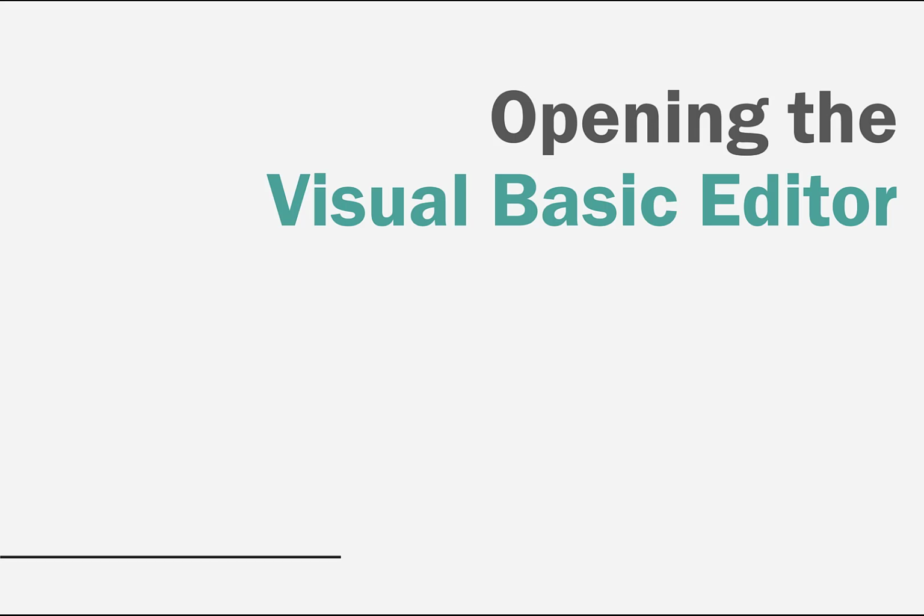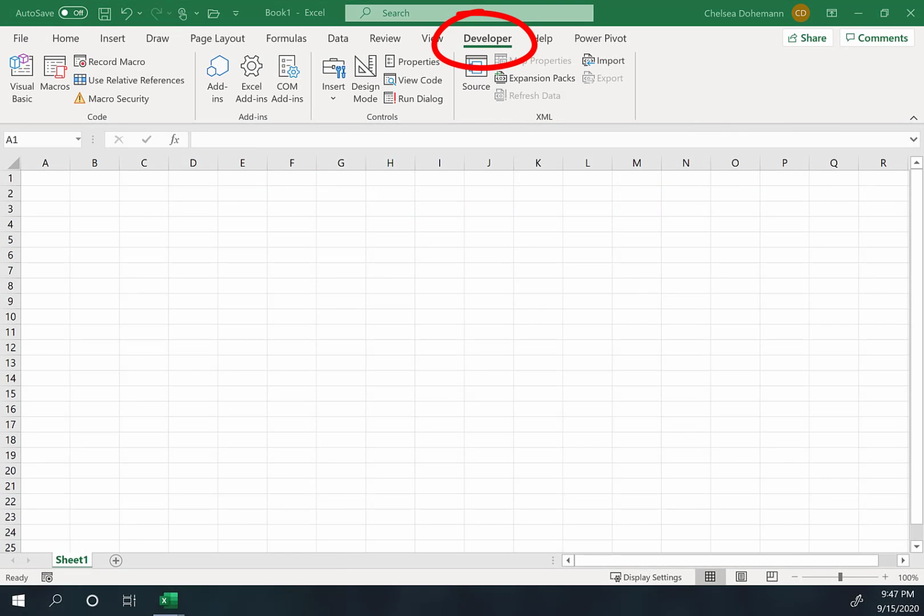When we are ready to move past the macro recorder and start customizing our macros, we will need to do that using the Visual Basic Editor. It's the code window that allows us to see and modify macro code. The easiest way to open the Visual Basic Editor is by using the keyboard shortcut Alt F11. And then there's the official method via the developer ribbon.